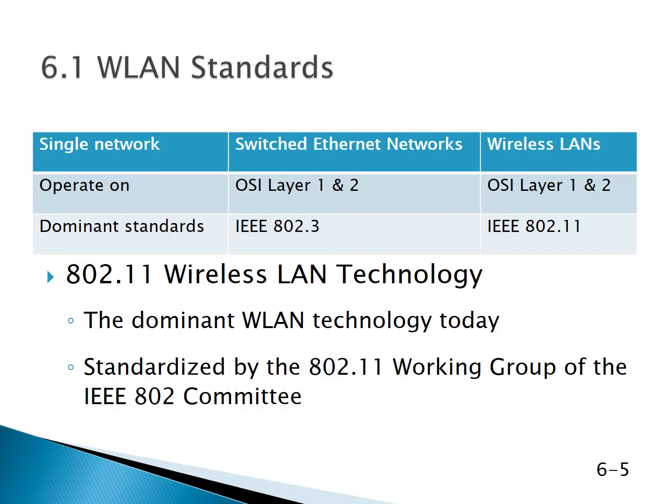The Ethernet network operates on OSI layer 1 and 2, and it is actually the same for the wireless network. It's also on layer 1 and 2. The dominant standards that we have seen are 802.3 for Ethernet and 802.11 for wireless. 802.11 is the current dominant wireless LAN technology, standardized by the 802.11 working group, as we mentioned before. It's basically what we call Wi-Fi nowadays.